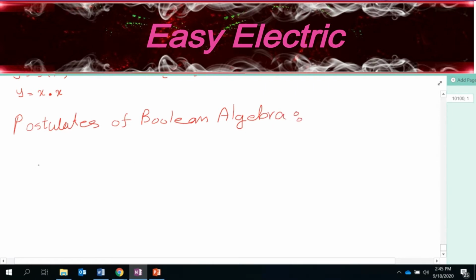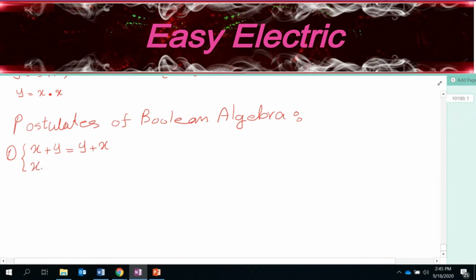So the postulate is a concept that you accept without actually proving it. So what is the first one? The first one is x plus y equal to y plus x. Okay, so this somehow is obvious, right? We have the same thing in our regular algebra. If you say 2 plus 5 equal to 5 plus 2, okay? So here we have the same thing.